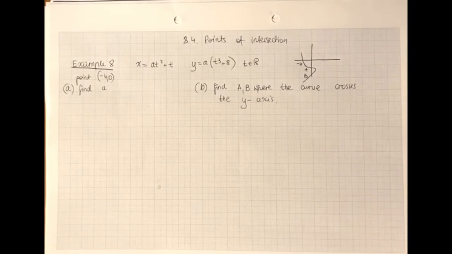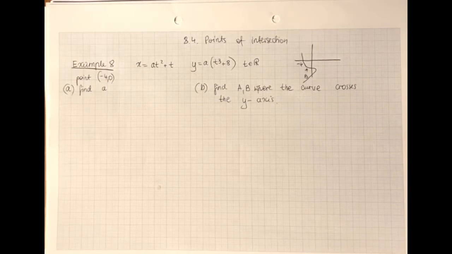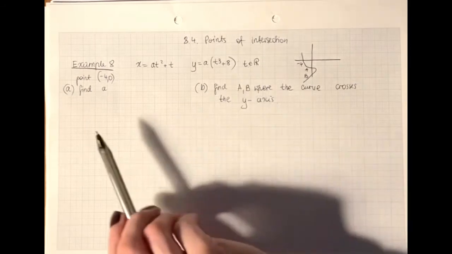Let's look at example 8. This is the start of section 8.4, points of intersection. So here we've got parametric equations, x equals at squared plus t, and y equals a in brackets t cubed plus 8. t is defined for any real values.